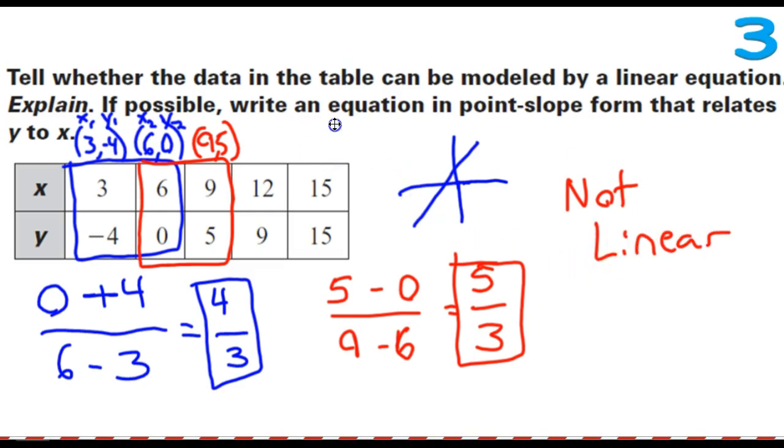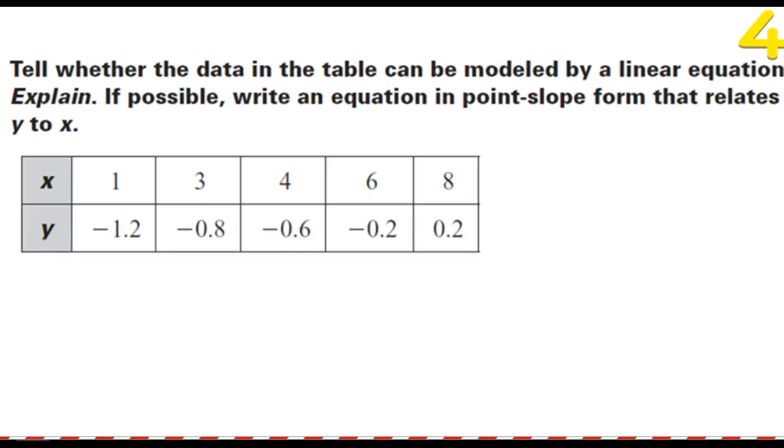So that means we don't need to write an equation in point-slope form, because we already know that this is not linear. If we take a look at this one, we're going to have to do the same thing we just did. I'm going to pick 2 points. I'm going to use these 2.